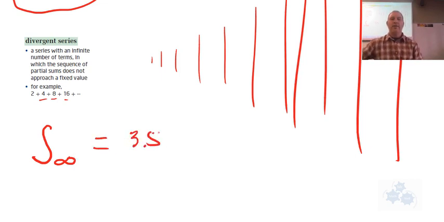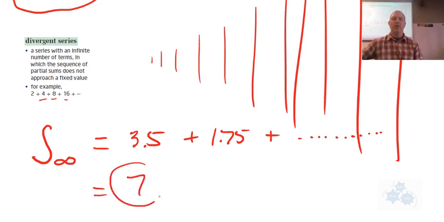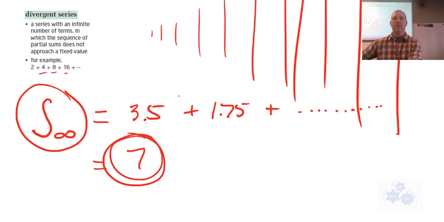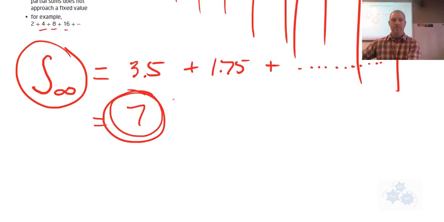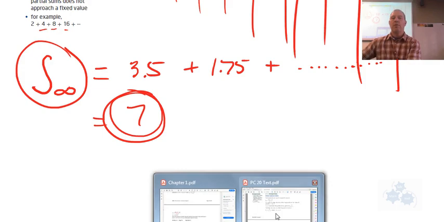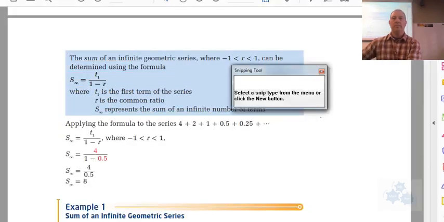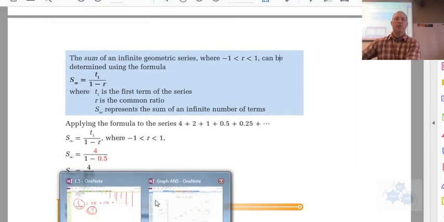So 3.5 plus 1.75 plus half, an infinite number of times, in my case, I'm going to get to 7 meters from the wall. So an infinite sum will actually equal a definite or a finite number. And that's the point of this lesson. So what's the formula? Okay. First of all, we have to have a convergent geometric series, and then we can look at a formula that will help us identify the sum. So here it is. I'll just flip this over to the notes.